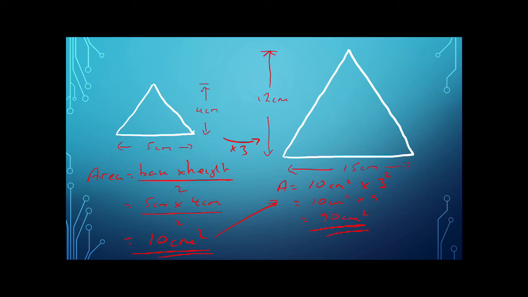I can actually check that with the formula. So it's base times height over 2. The base is 15, the height is 12, and we divide by 2. 12 divided by 2 is 6. 15 times 6 is 90. So in fact, it worked.